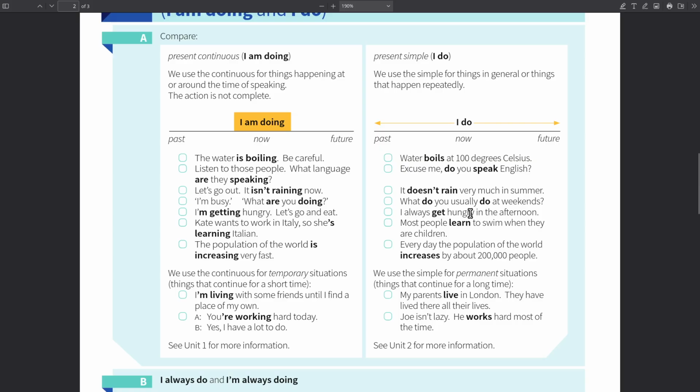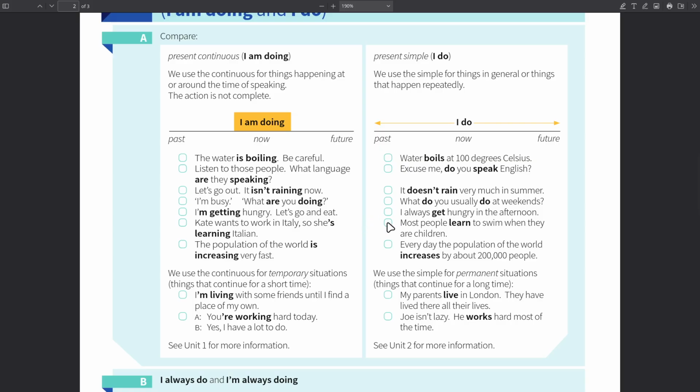What do you usually do at the weekends? Sorry. What do you usually do at the weekends, right? We're asking a question, and we are asking for a frequency of time. What do you usually do at the weekends, right?